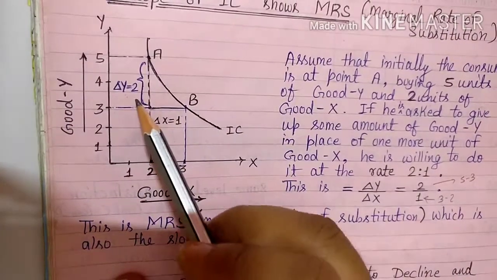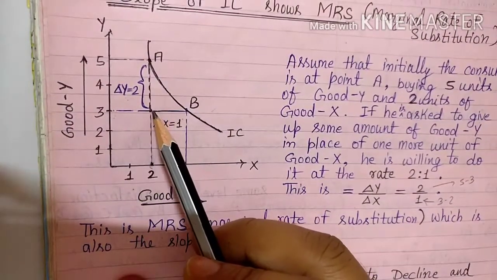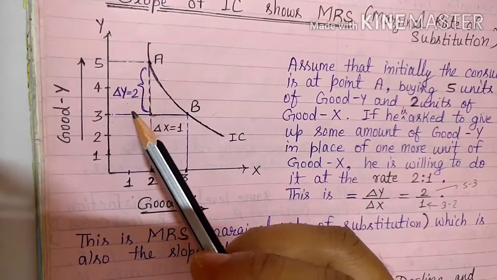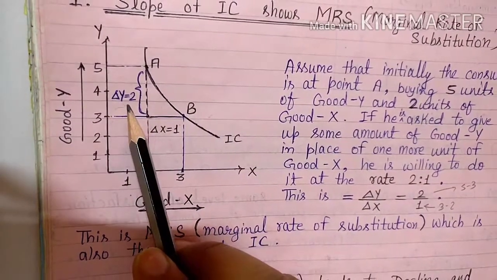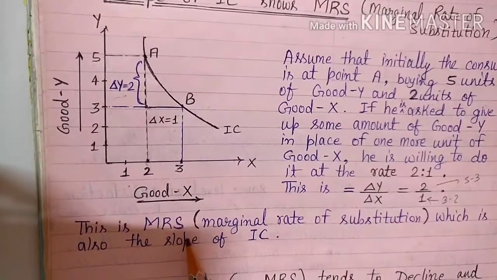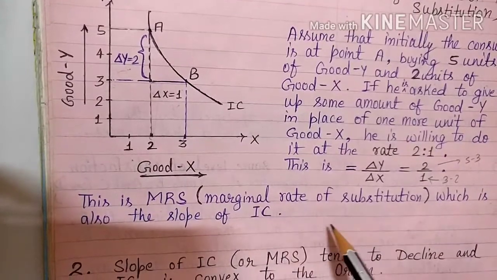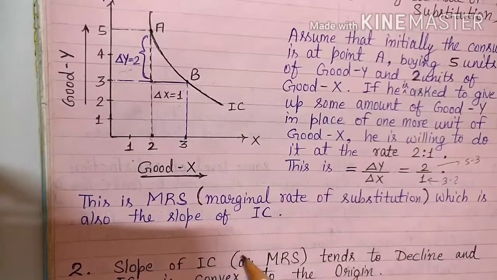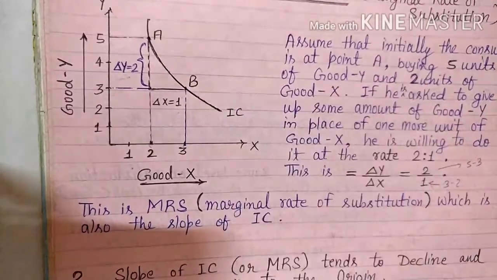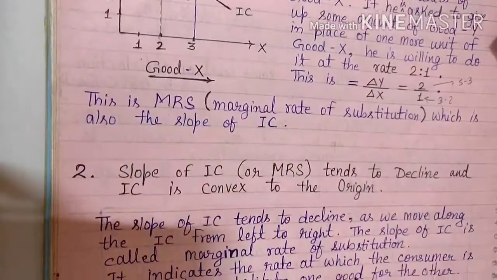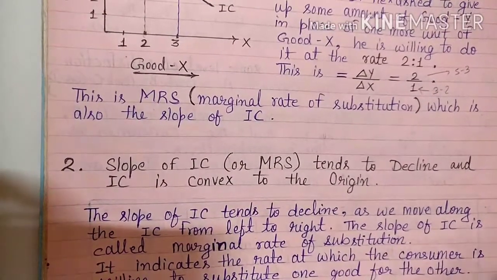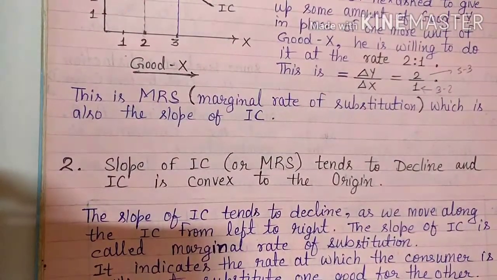It means in order to get more units of apples, we have to sacrifice some units of oranges. As we have sacrificed here 2 units of oranges in order to get 1 more unit of apple. This sacrifice is called what? Marginal rate of substitution, or you can say MRS, which is also the slope of IC. So the slope of IC shows what? MRS. First property is over. Second, slope of IC, or you can say MRS, tends to decline, and IC is convex to the origin.